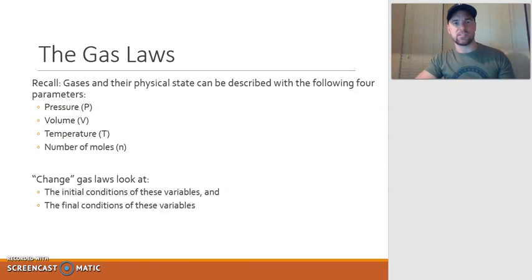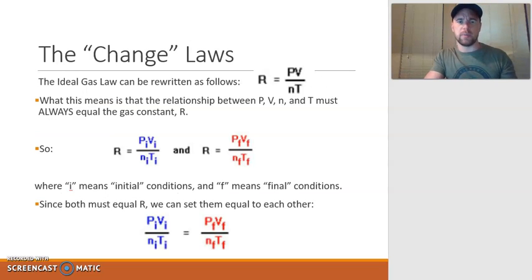So the change gas laws that we're about to look at essentially look at the initial conditions and then the final conditions if one of the variables was changed. Let's talk about that a little bit. In the last section we talked about the ideal gas law, and the ideal gas law was PV equals nRT.